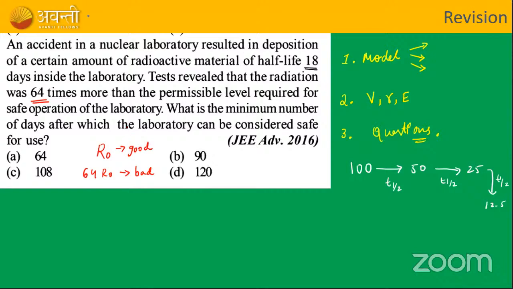Today the accident has happened. From now, after how many days is it safe for me to go to the lab? What do you think? Option A is 64 days, option B 90 days, option C 108 days, option D is 120 days. Which is the right duration for me to enter the lab without any problem?